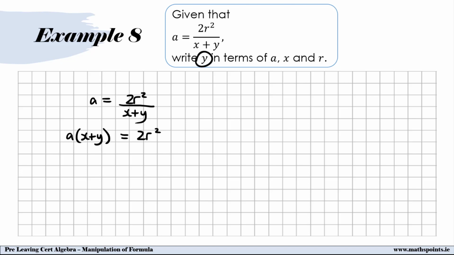I'm trying to get y on its own, so I'm going to multiply out the bracket because y is contained within that. So I have a by x is ax and a by y is ay, and that's equal to 2r squared.